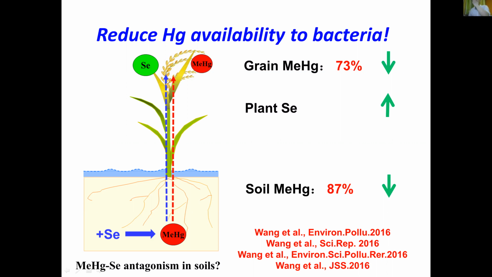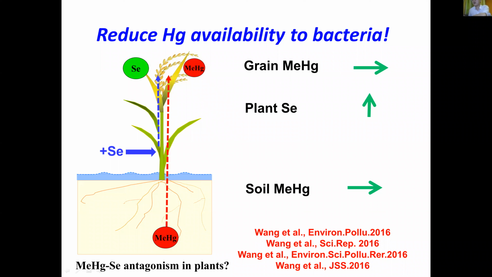However, if we use selenium application on the leaves, which is called foliar application of selenium, we did see the increase of selenium concentration in the rice plants, but there is no change of methylmercury concentration in the rice grains and no change of methylmercury concentration in the soils. So that means the interactions between selenium and methylmercury within the rice plants should be less important for controlling the methylmercury-selenium antagonism in soil-rice systems.